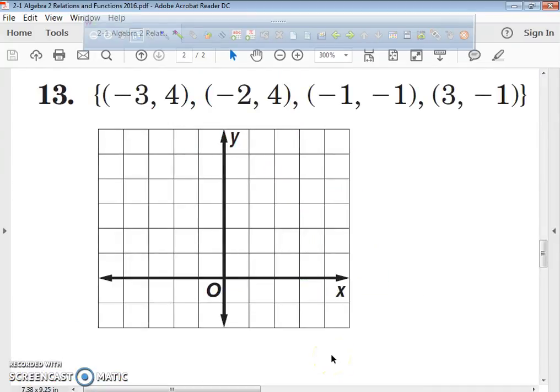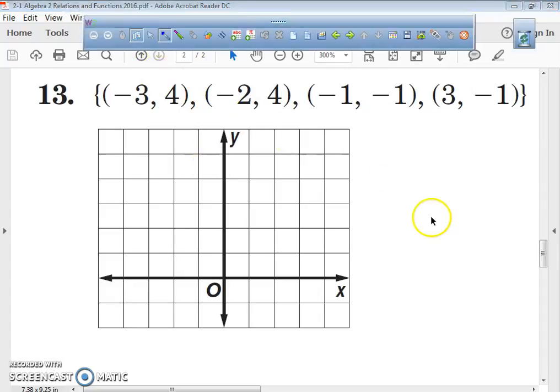We're going to read in bold what we're supposed to do for problem number 13. It says, graph each relation or equation and find the domain and range. Next, determine if the relation is discrete or continuous. Then determine whether the relation or equation is a function. So what we're going to do is graph these points right now. That's the first thing we're going to do. Okay? Let's graph these guys.